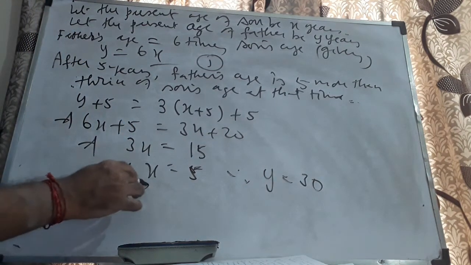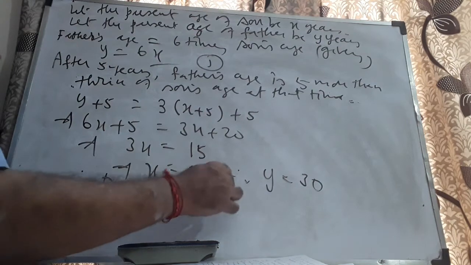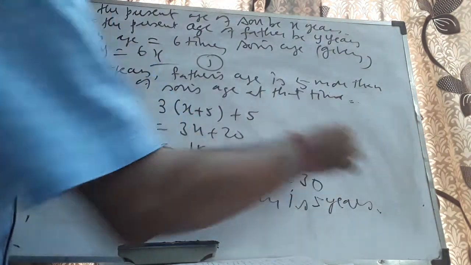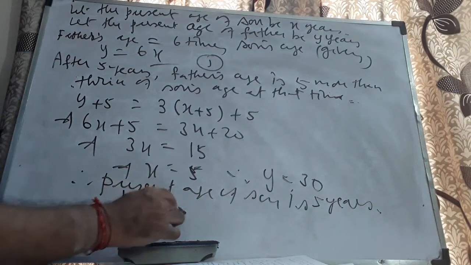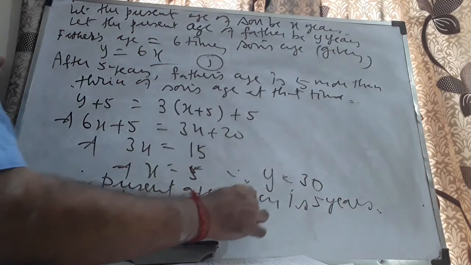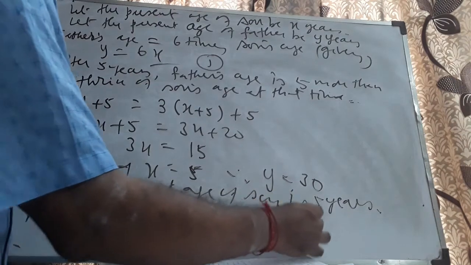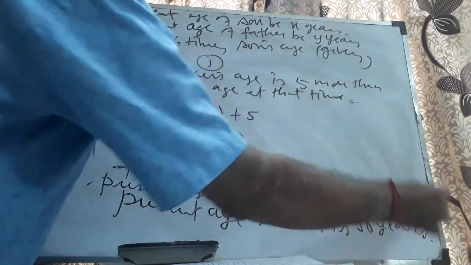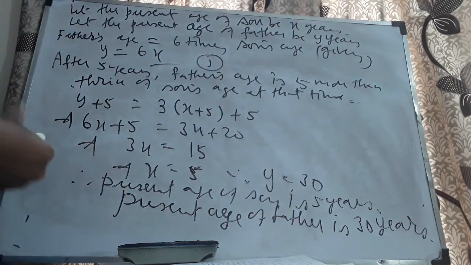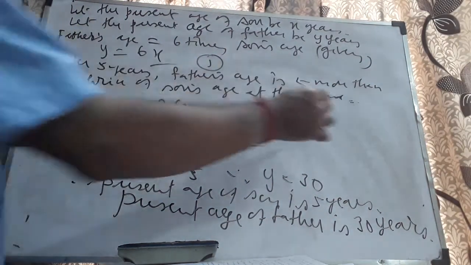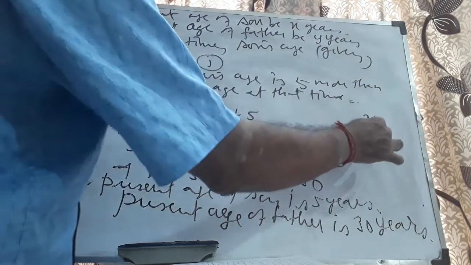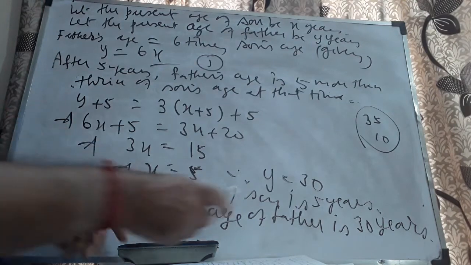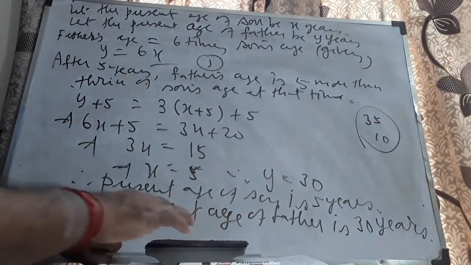Present age of son is 5 years. Present age of father is 30 years. You can just check: 6 into 5 is 30, it's correct. After 5 years, father's age is 35. Here son's age is 10. 3 into 10 plus 5, 5 more than 3 times son's age. It's correct. The answer is correct.